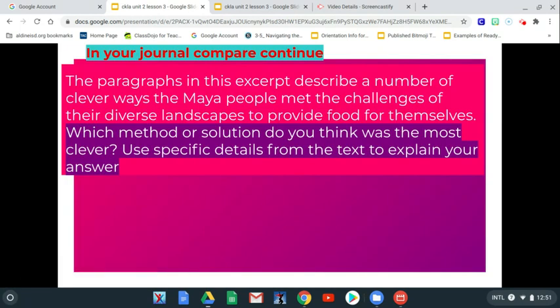Also in your journal, the paragraphs in this excerpt describe a number of clever ways the Maya people met the challenges of their diverse landscapes to provide food for themselves. Which method or solution do you think was the most clever? Make sure you use the specific details from the text to explain your answer. So from pages 12 and 13, which in the previous slide I linked to your reader so that you can read them, you're going to describe a number of clever ways the Maya people met the challenges of their diverse landscapes to provide food for themselves. And this will be completed in your journal.